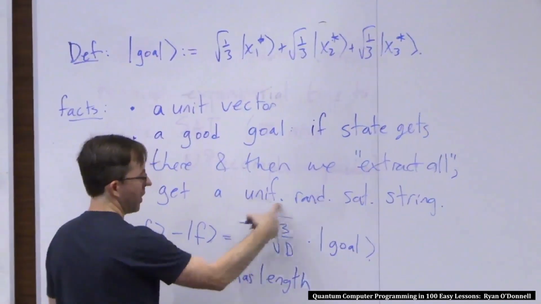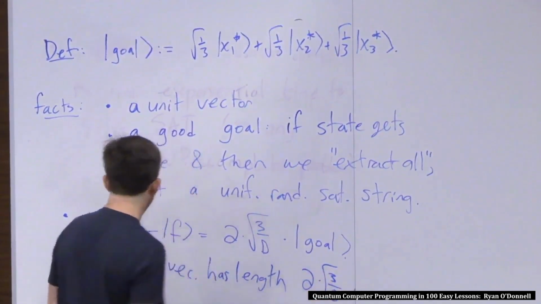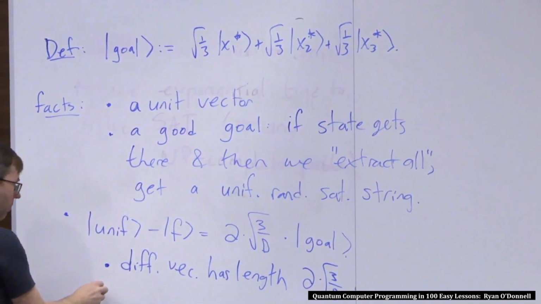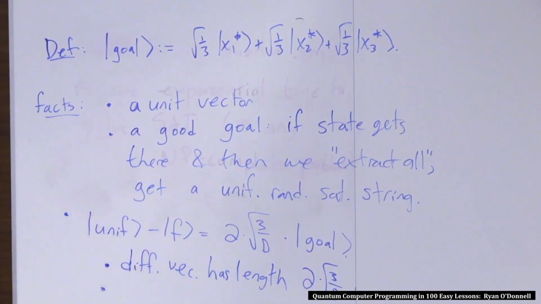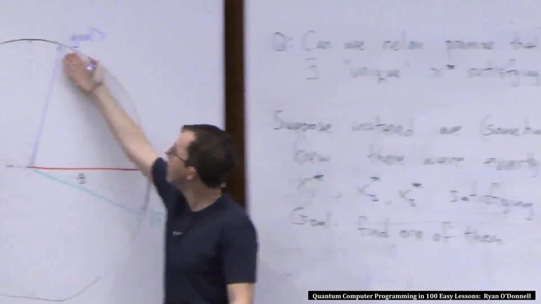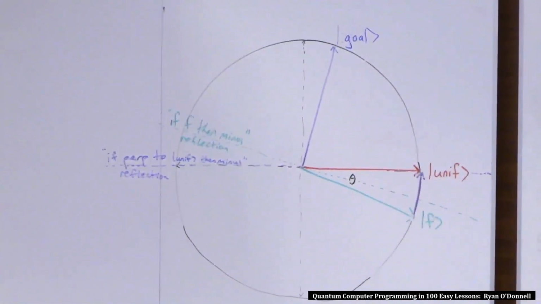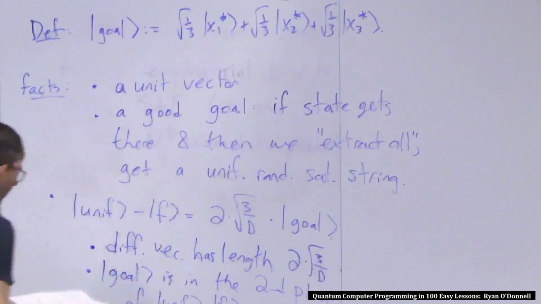Because goal is a unit vector, so this is its length: 2 times square root 3 over d. And same as before, this is saying that goal is a linear combination of unif and f, which means it's in the subspace of unif and f. So just as before, this picture is legit in the sense that this vector is indeed in the two-dimensional plane spanned by those two vectors. Write that: goal is in the 2D plane of unif and f.